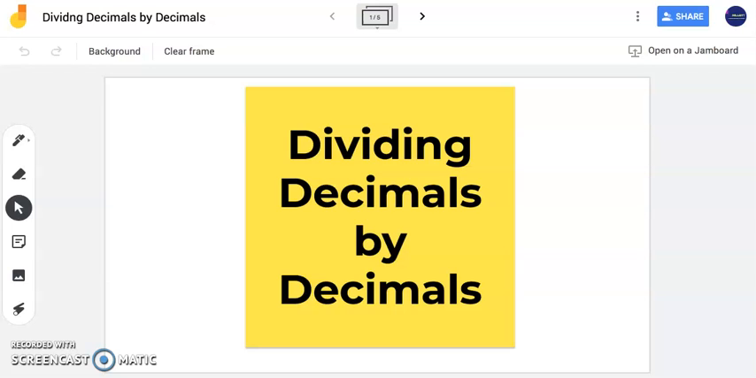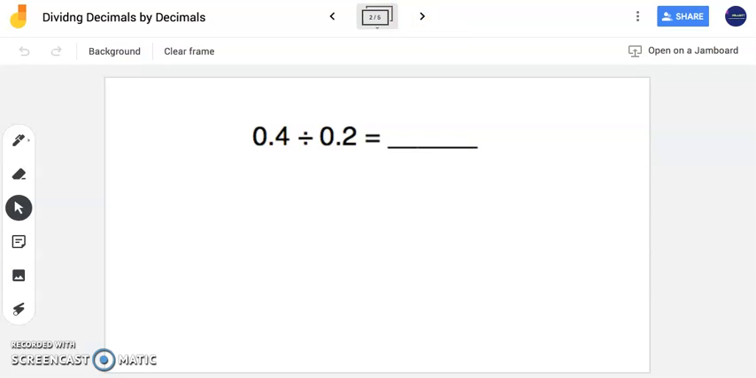Hello, today we're going to learn how to divide decimals by decimals. In this first problem here, we have 4/10 divided by 2/10. The first thing that many of you might notice is there's a decimal in my divisor and my dividend. Just like we've done in previous problems, our goal is to eliminate the decimal point.